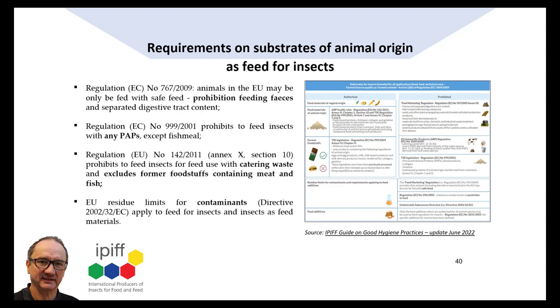It's Regulation 767/2009: only be fed with safe feed. So we are prohibited to feed the faeces, and we have to separate digestive tract content. Then it's forbidden to use processed animal proteins. So the 999/2001 is the BSE, TSE, the mad cow disease legislation, bovine spongiform encephalopathy. It is written that it's forbidden to feed processed animal protein to farmed animals except fish meal.